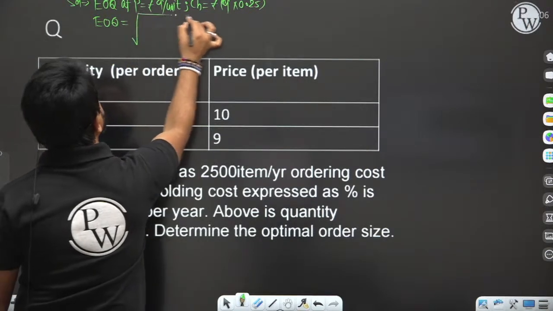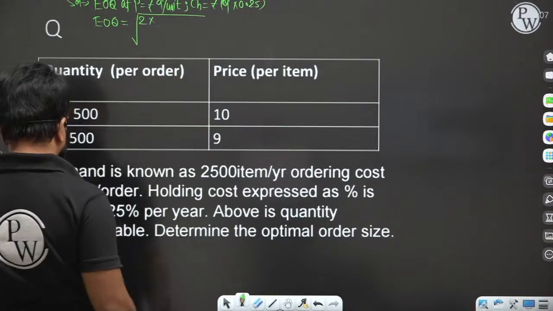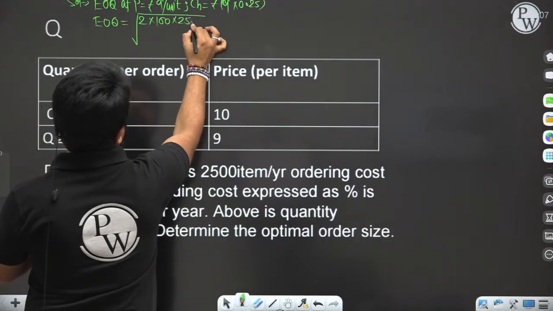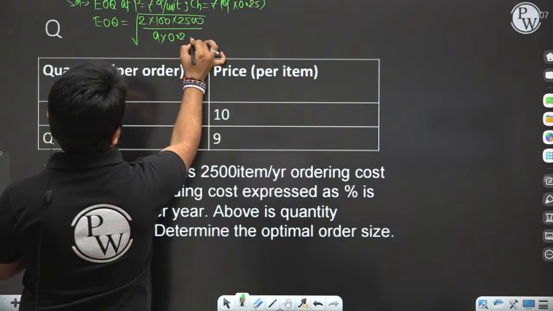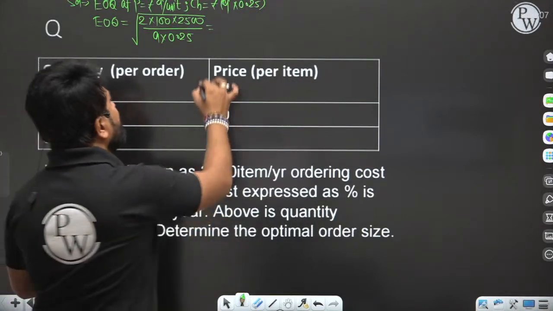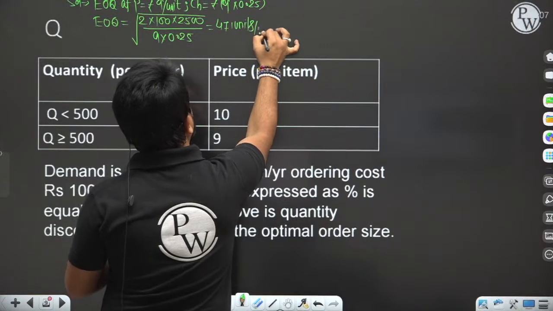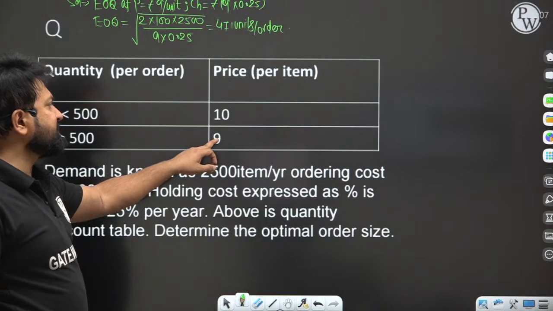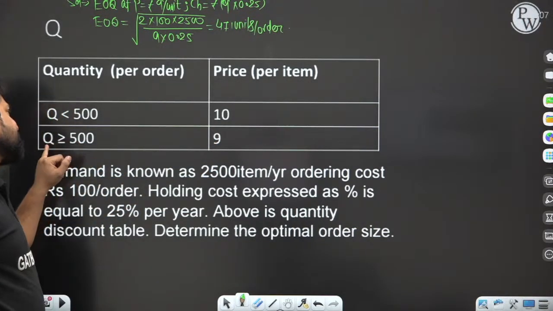Economic order quantity: annual demand is given. 2 into ordering cost, that is 100, into demand 2500, divided by CH, that is 9 into 0.25. So it will become 471 units per order. But a wholesaler will give rupees 9 per unit when you purchase 500 or more units.